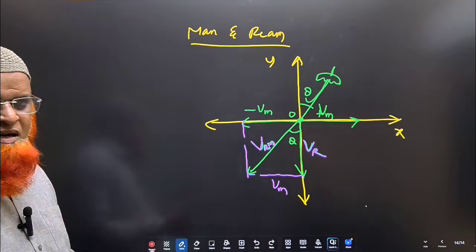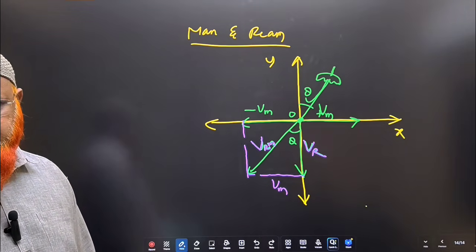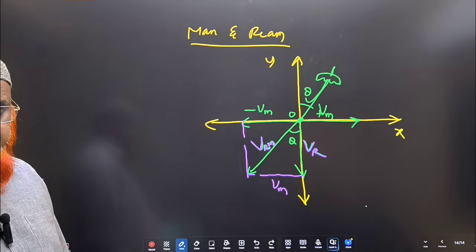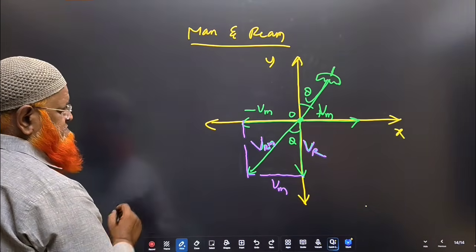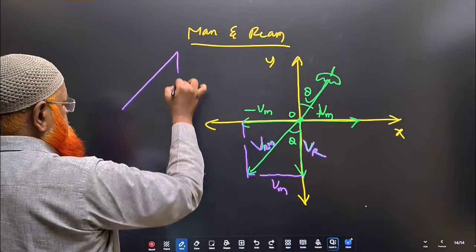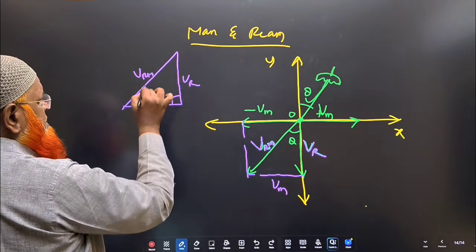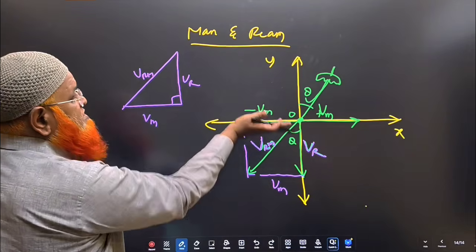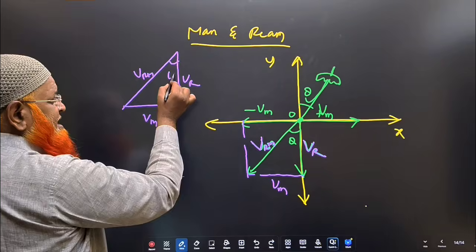If you understand this one, you can solve man and rain problems very easily. Just see now. What do you understand from this? I'll take it separately and apply the Pythagoras theorem. This is VR, this is VRM, and this is VM. Opposite sides are equal, so VM here is also VM, and this is the angle theta.